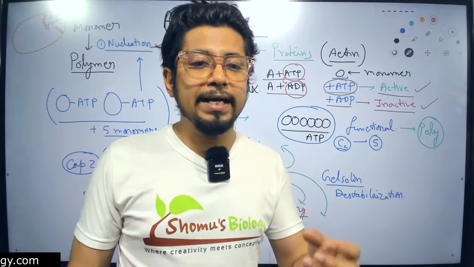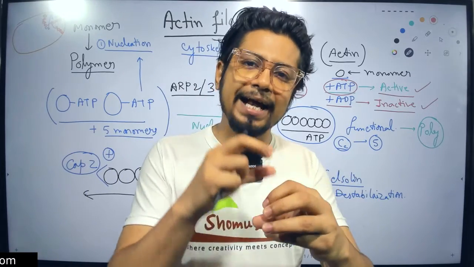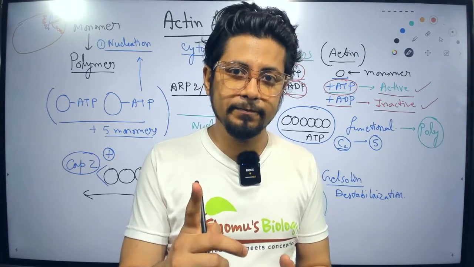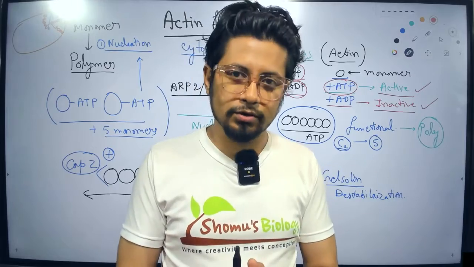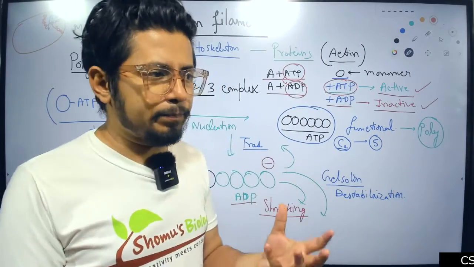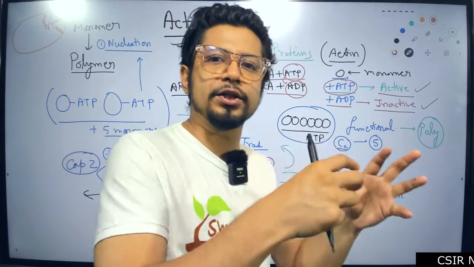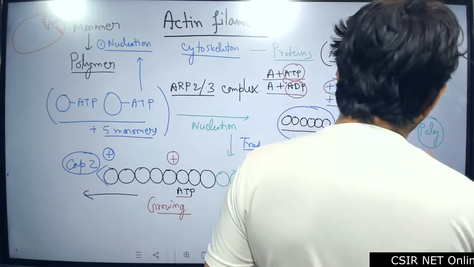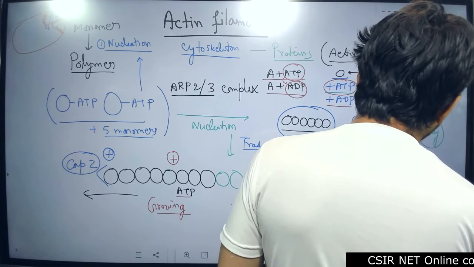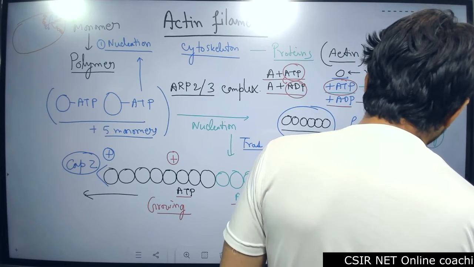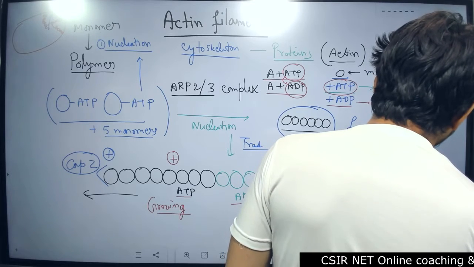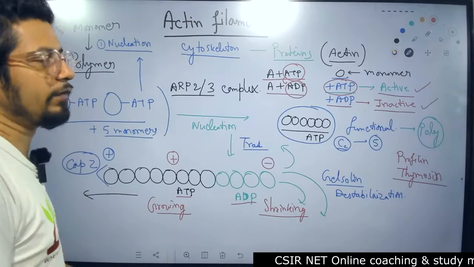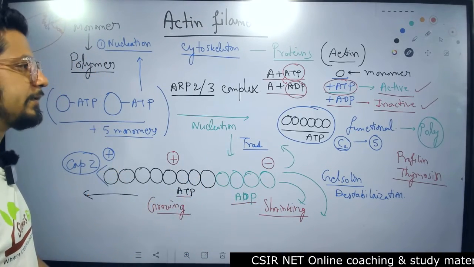And one more thing, as profilin can act on single actin monomers, sequestration is also possible by profilin. Remember that. Okay, sequestration is also possible. Another protein is involved there that can do separation of monomers from each other, that is known as thymosin. So remember these two proteins, profilin and thymosin. Both of them are involved in the process of sequestration of individual monomers of actin from the actin filament.